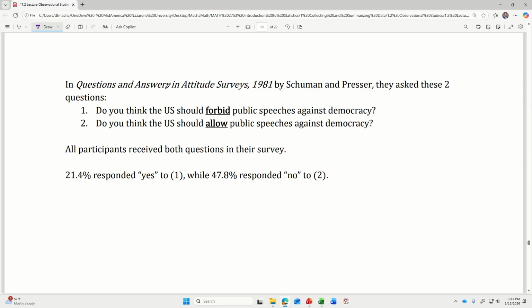Okay, in this publication, they asked 2 questions. Do you think the US should forbid public speeches against democracy? And do you think the US should allow public speeches against democracy? And the thing that I didn't type out here in my notes is that in this attitude survey, they had 100 questions. Really, really, really long survey. It took people like 15, 20 minutes to fill out the survey.